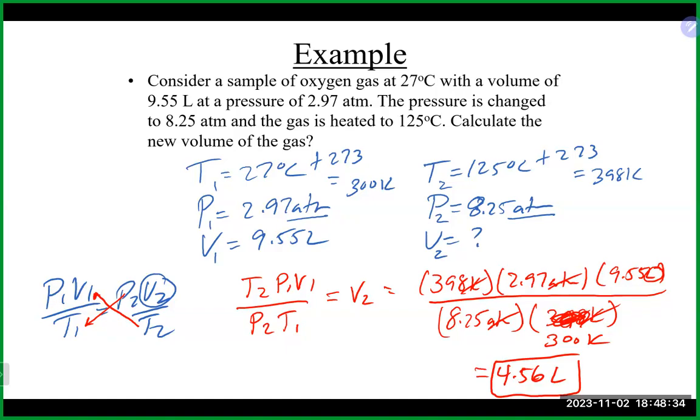Question on that one there? So the combined gas law, obviously we can use for changes in temperature, pressure, or volume. But also the added benefit of that gas law is, as we just saw, you can pretty much get all the other gas laws from it.